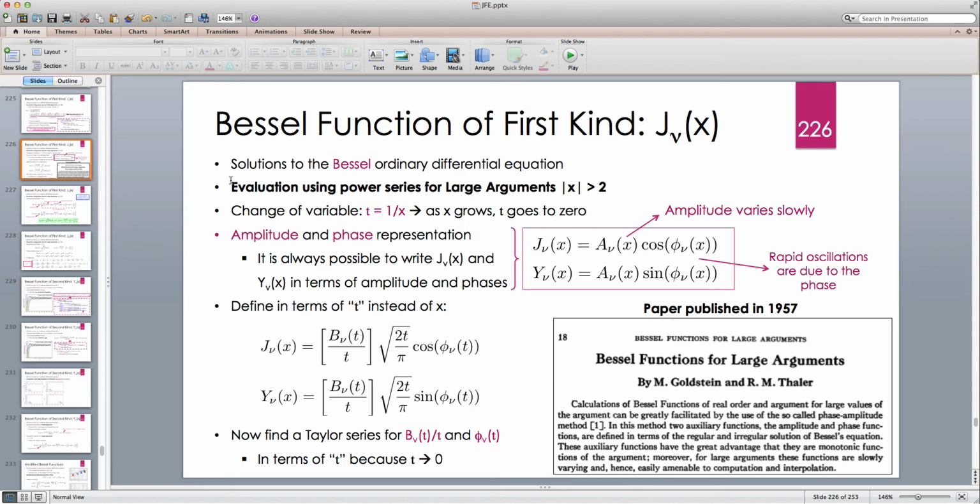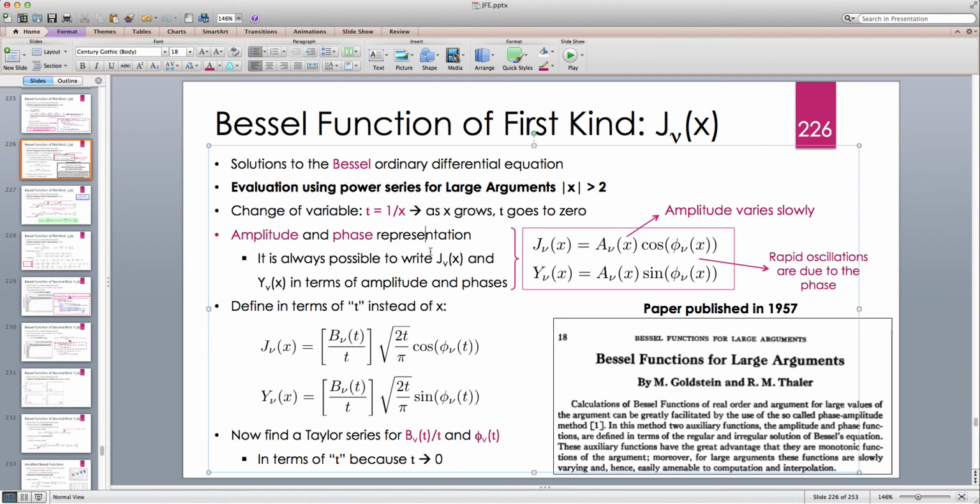So the goal is to evaluate the Bessel function of the first kind and the second kind, Y nu, the Neumann function, both of them, using power series for large arguments. And it turned out when we say large argument, it's actually a very good approximation for x greater than 2. So this is actually a very good approximation based on the polynomials and power series.